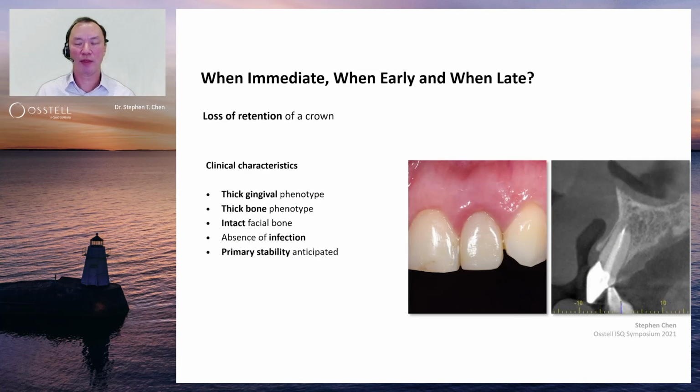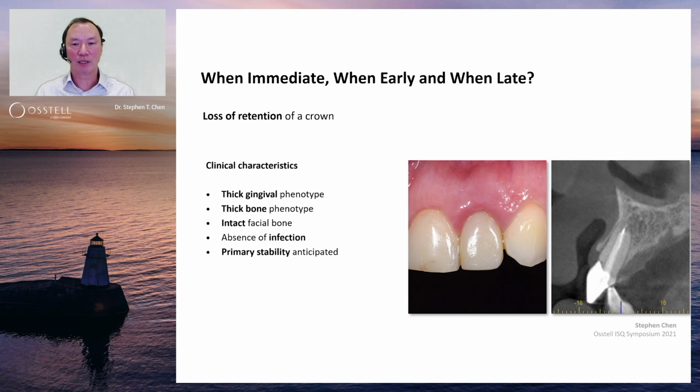So this is the first one, that maxillary lateral incisor. And as I mentioned, what are the clinical characteristics we're looking for? Well, when I look at this case, of course, I could say, let's take the tooth out. Let's allow this to heal and come back as an early implant placement. Cannot go wrong with an early implant placement approach.